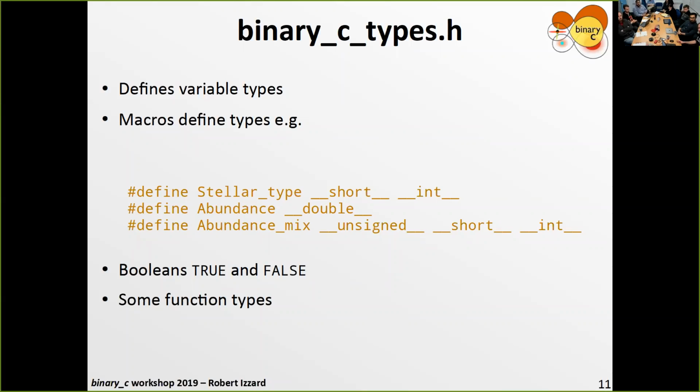Similarly, we have a thing called the abundance mix. This is an unsigned short int, which means that it can only be a positive short int. And that's because we have 8 abundance mixtures you can choose, 0, 1, 2, 3, 4, 5, 6, 7, something like that. It also defines in here the Boolean types. These are true and false.